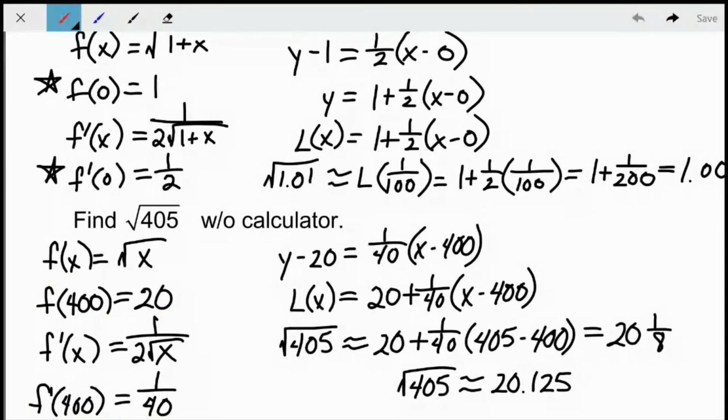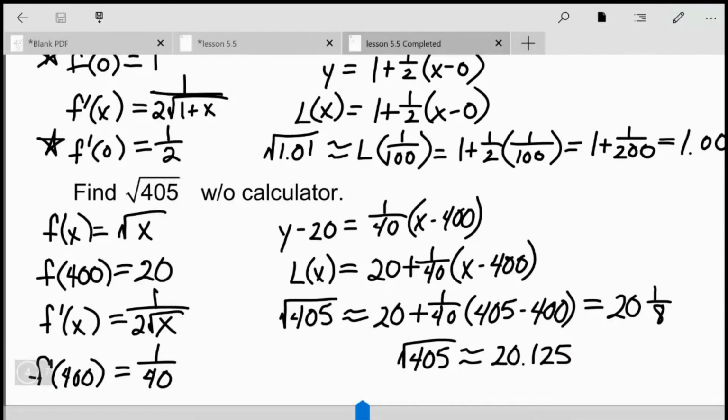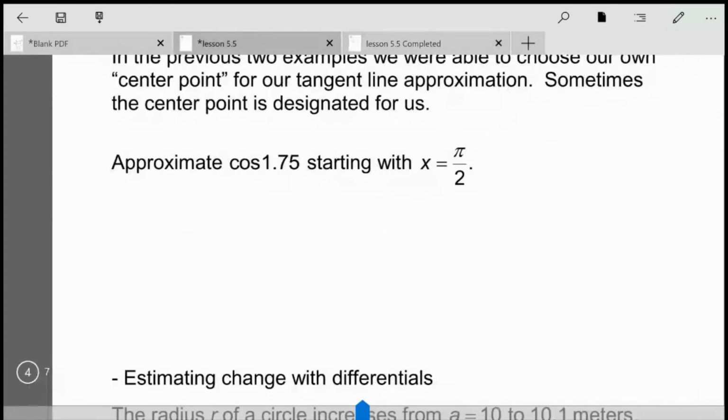If you had used the square root of 400 plus x, what you'll notice is that you would have had your center point at 0, and then you would have done 5 minus 0, and you would have gotten a change of 5 units still. So you still get the same dx, even though you did a different function, and you'll get the same result because you got the same dx. Okay, so I've got one more of these that I just wanted to show you.